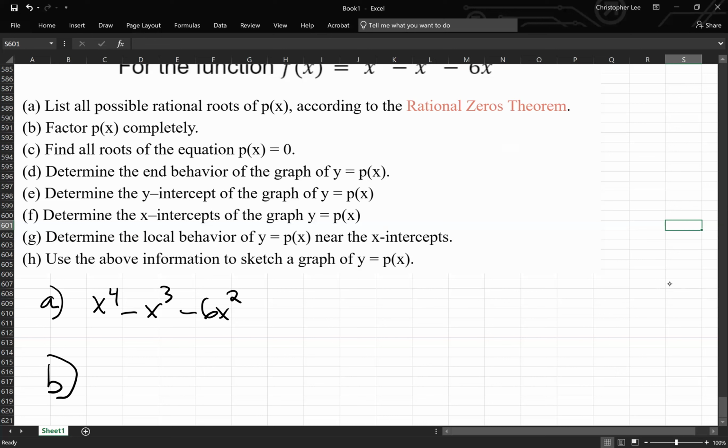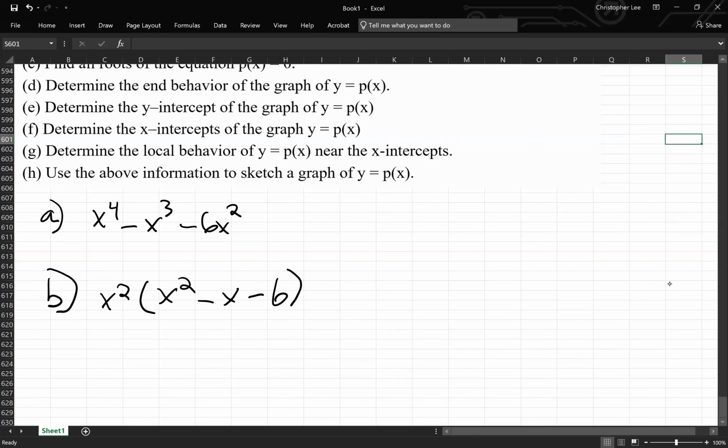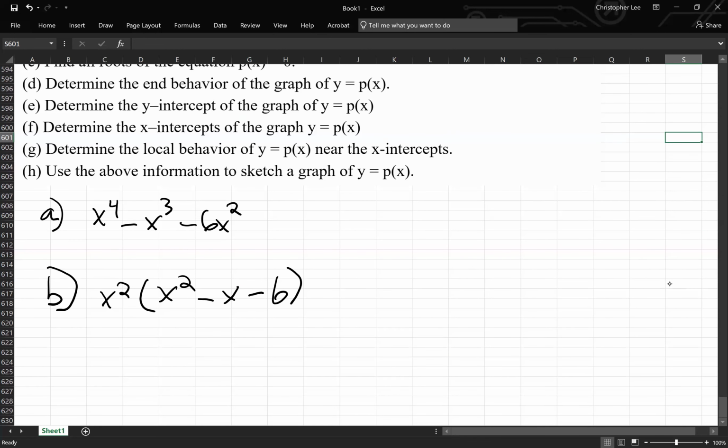Real simple to factor this. Greatest common factor. What is it? X squared. What are we left with? X squared minus x minus 6, right? So factor this one step further. We have x squared times x minus 3 times x plus 2. There we go. Those are our factors right there.